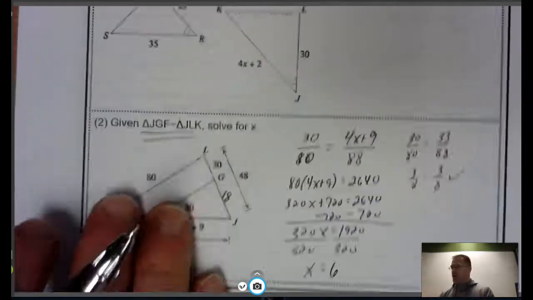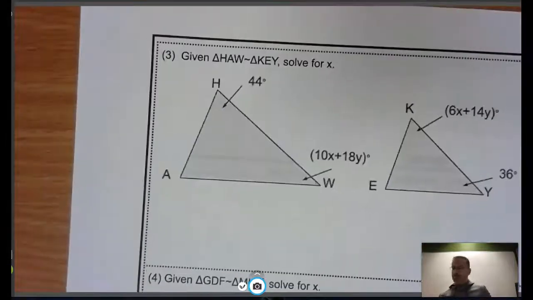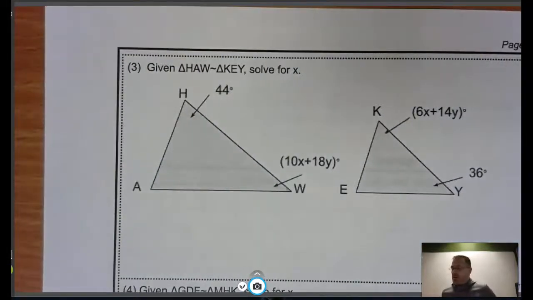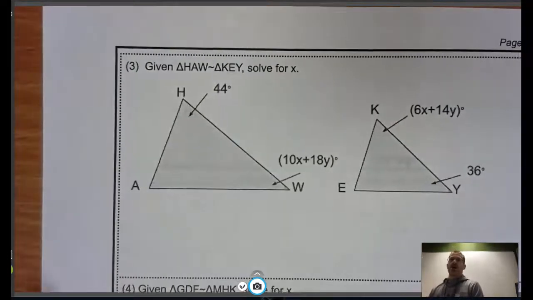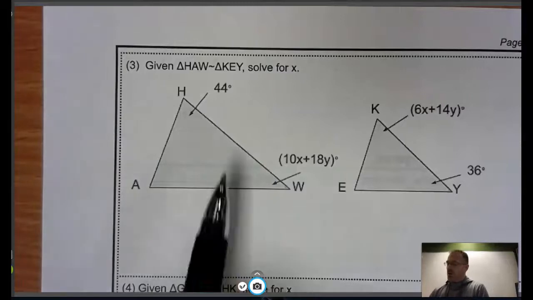All right, so let's go ahead and flip the page, and let's look at page 48. Let's look at problem 3 here. Notice now, we know that triangle HAW is similar to triangle KEY-HAWK. I think it's supposed to be HAWKEYE. I ran out of an E here. So there we go.